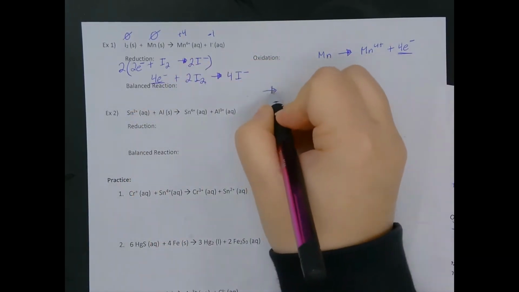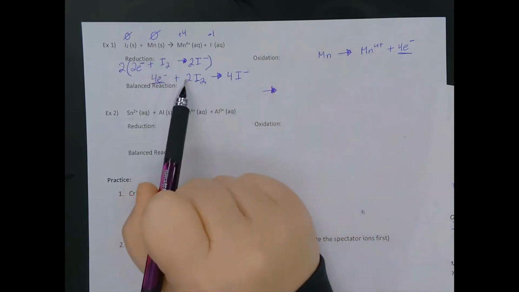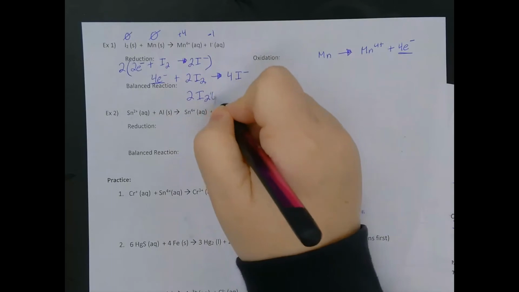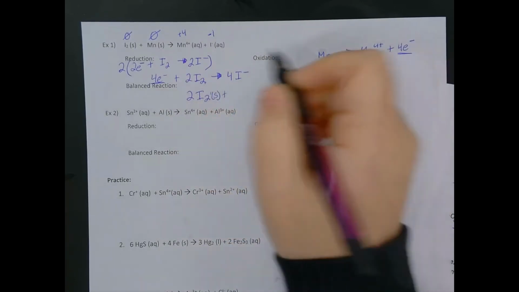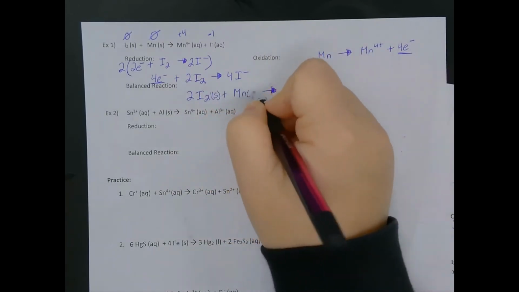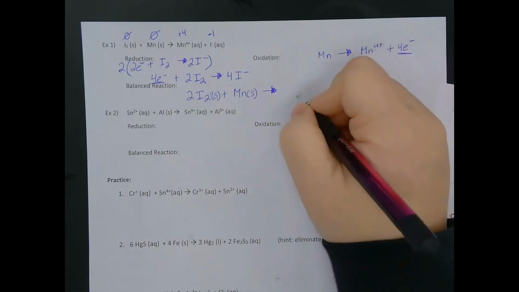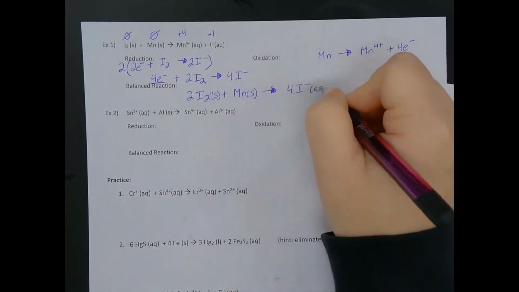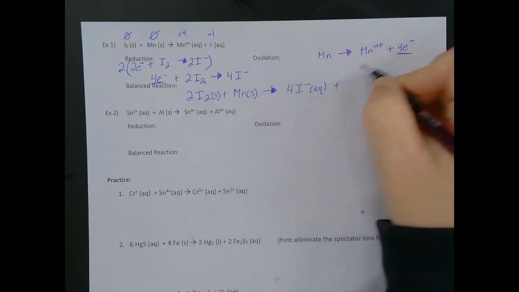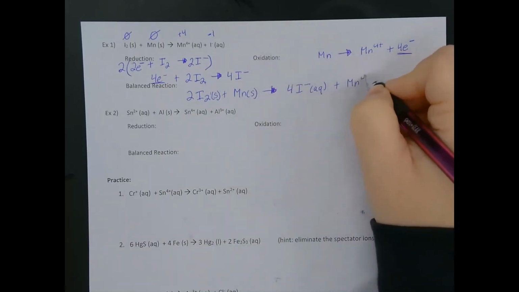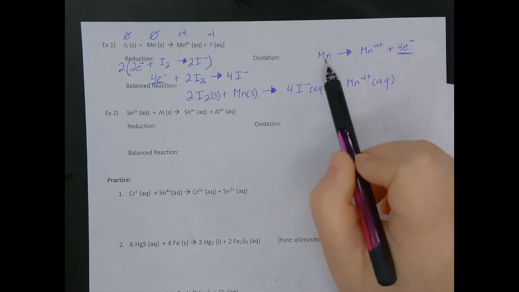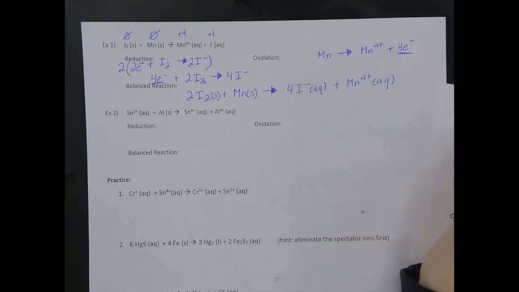So on the left, we're going to have 2 I2s, that's a solid, plus Mn, and that's a solid. On the right side, we're going to have 4 I-, aqueous, plus Mn4+, aqueous. So we can see we didn't really have to change much in terms of the coefficients on manganese, but we did on iodine.